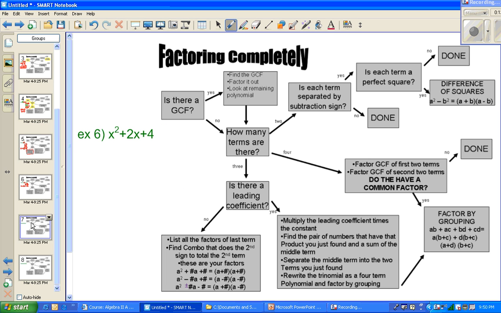Alright, hopefully we're getting the hang of this by now. We're going to move on to number 6. We're looking for two numbers that you can multiply together to give you 4 that you can add together to give you 2. So we have 1 and 4, 2 and 2. So we looked for a GCF. No. There were 3 terms. Is there a leading coefficient? No. So we went straight to this right here. However, you'll notice that neither 1 and 4 can you add together to give you 2, or 2 and 2 can you add together to give you 2. So this one is a special case, and you write the word prime.